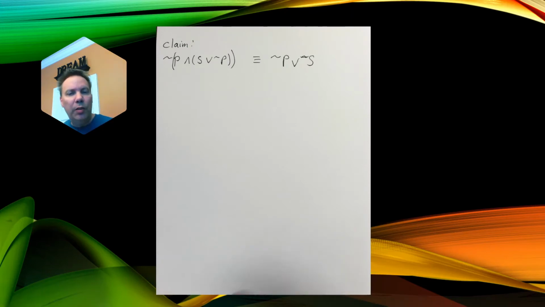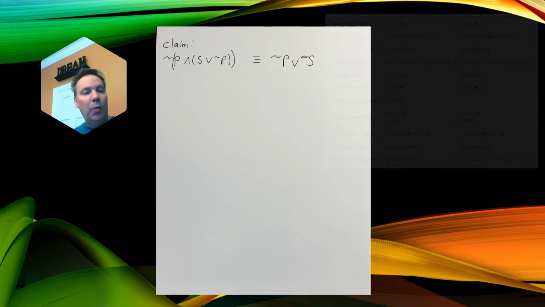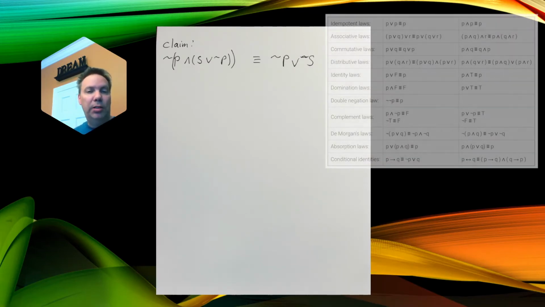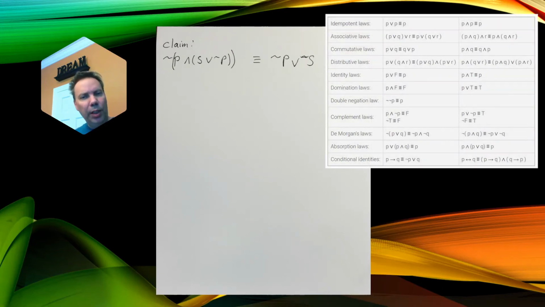When we want to show left is equal to right, there's several ways to do this. One, I can use truth tables. But that's not the point of this. I want to use the laws of propositional logic here. You know those 11 rules that I mentioned earlier on?